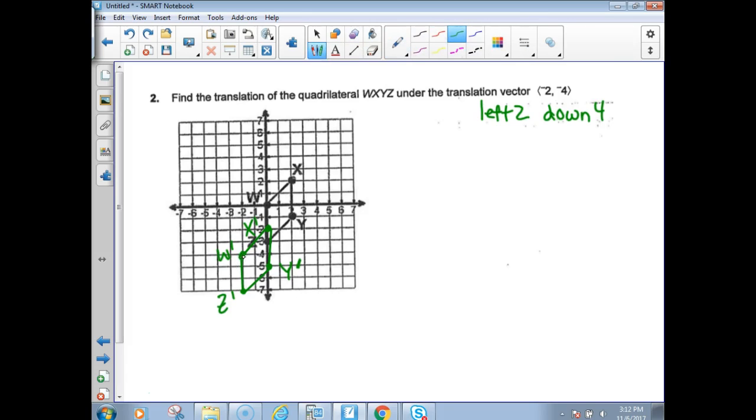And you don't have to color it in, but that one was a little hard to see. Is everything good?